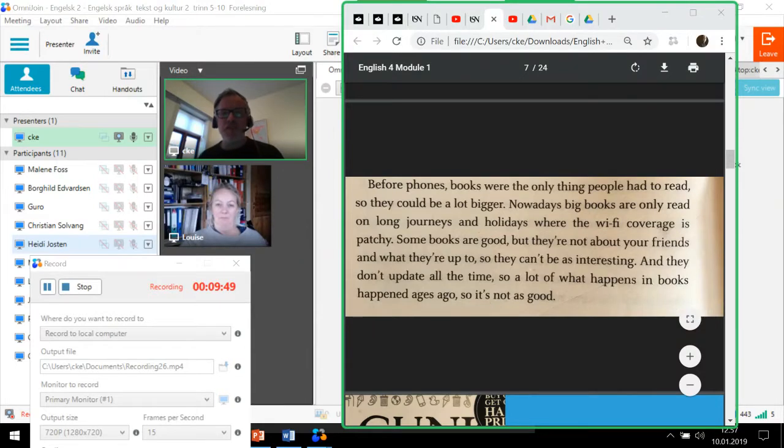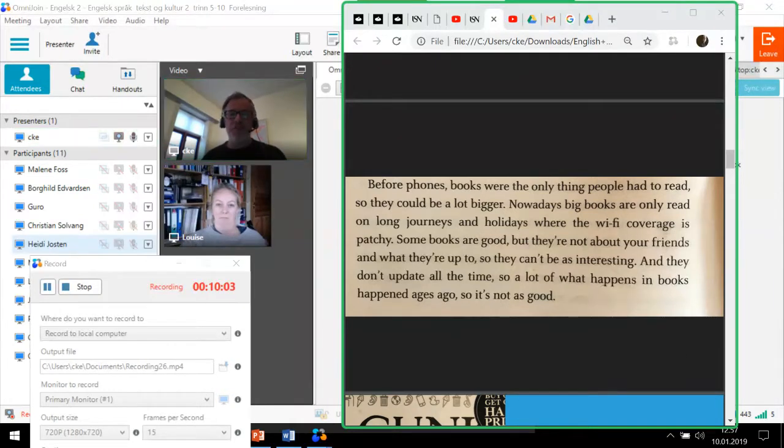Before phones, books were the only thing people had to read, so they could be a lot bigger. Nowadays, big books are only read on long journeys and holidays where the Wi-Fi coverage is patchy, potentially on trains as well then. Some books are good, but they're not about your friends and what they're up to, so they can't be as interesting. And they don't update all the time. So a lot of what happens in books happened ages ago. So it's not as good.